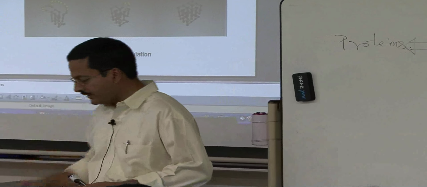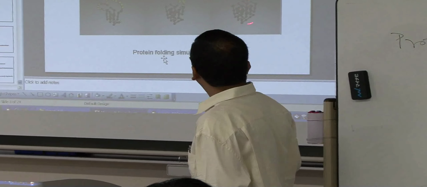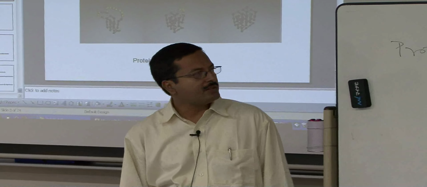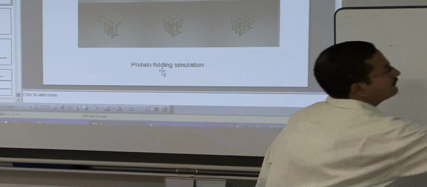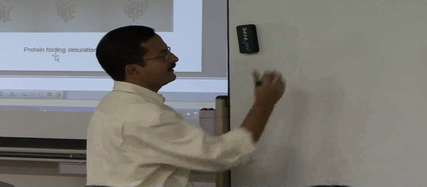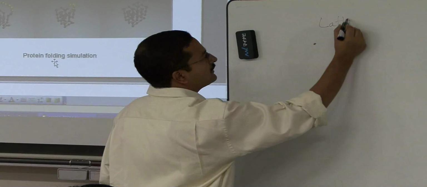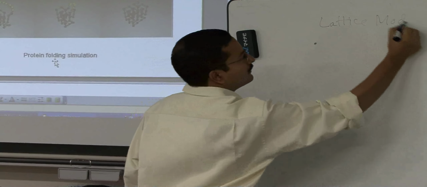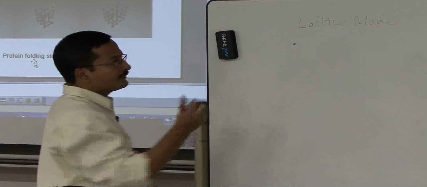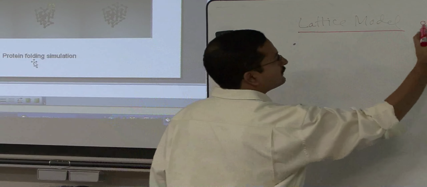So, in this simulation, now we can discuss this. In this simulation we want to know what is the base structure of the protein. Base structure means, let us see. Okay, this is something I will just explain a little bit. Yeah. So this is a lattice model of protein folding.